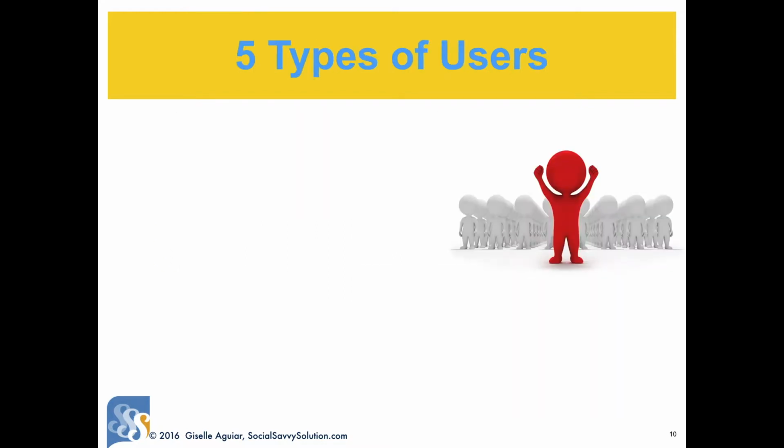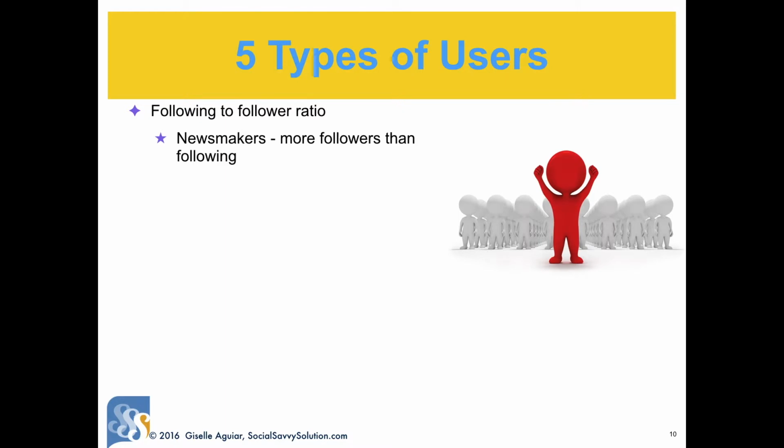There are 5 types of Twitter users, and this is based on the following to follower ratio. You have your newsmakers. They have more followers than following. You have your information gatherers. They're following a lot of people. They don't have that many people following them, and they're not tweeting much. Now, be careful because these may sometimes be fake accounts. So you want to take a look and see if they're real people. Look at the username. If they have a website, check it out. Because you want to make sure that it's not a fake account out there, and there are a lot of them. And they'll look a lot like these information gatherers.